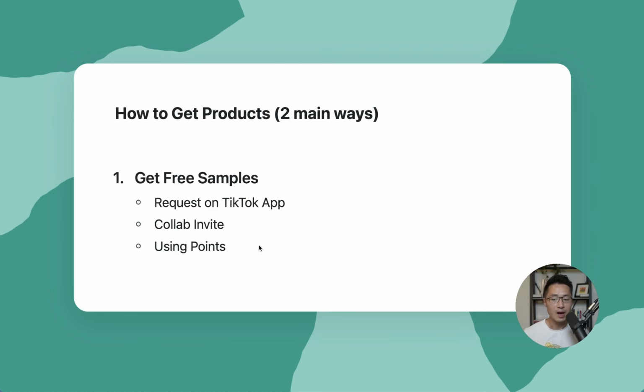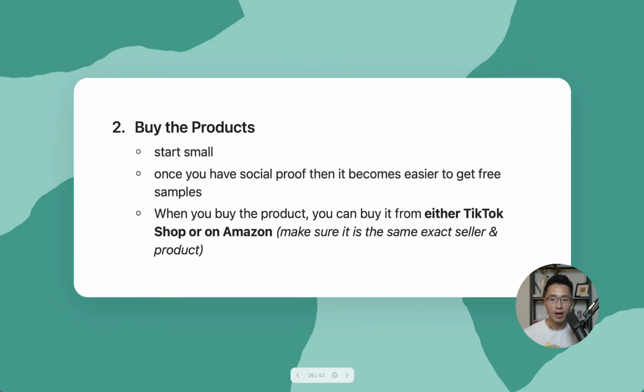The last option is to use your points. It's like a points reward system that the TikTok shop has set up where they will allow you to exchange your points to get free samples of different products. And the next option is to simply buy the product. If you're just starting, you could just start small, order like 1 or 2 products. And once you have social proof and can show that you can create good content for your products, then it becomes much easier to talk to the sellers to get free samples at that point.